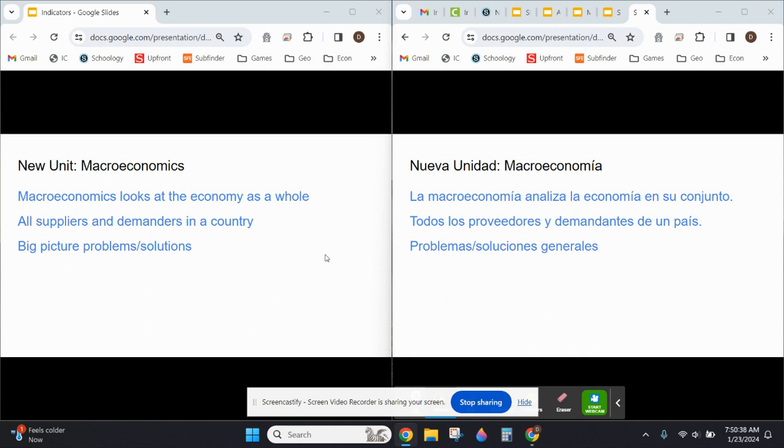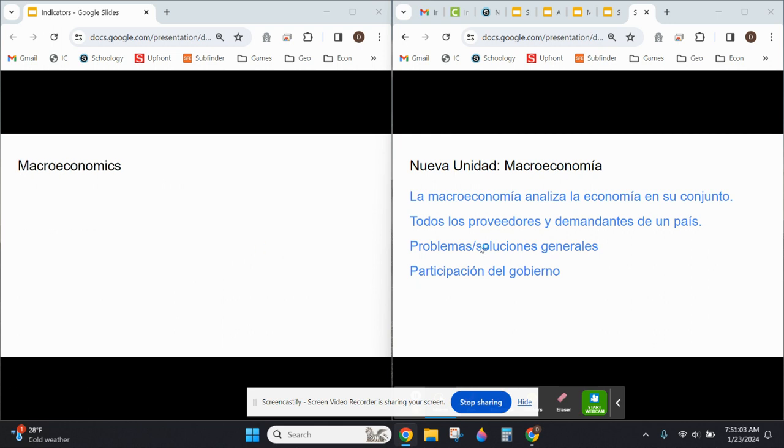So we'll be looking at big picture problems, also big picture solutions, general ideas affecting the whole population. And then we're going to talk about how the government gets involved. What's the government's role when it comes to the economy as a whole? Now, we know the government gets involved with things like minimum wage and price controls, but how do they try to impact the economy in general, not just specific products?